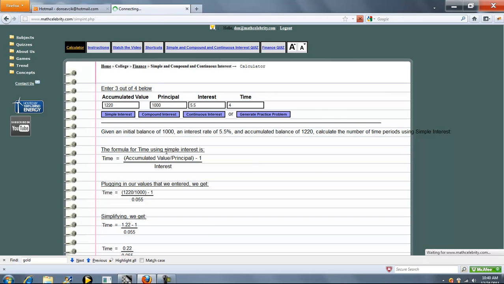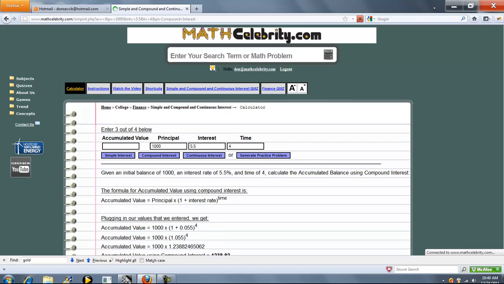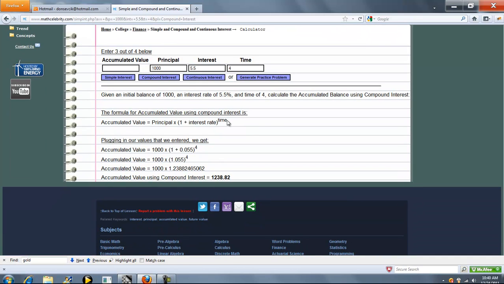So let's go ahead and do the same thing we just did, but compound interest. So I'll press the compound interest button. First we'll solve for cumulative value. So here's our compound interest equation. We don't have to rearrange anything, we just plug in our values, simplify, and get our number.